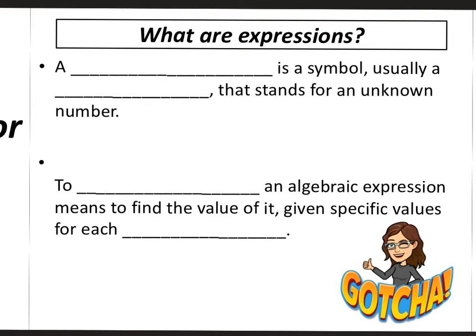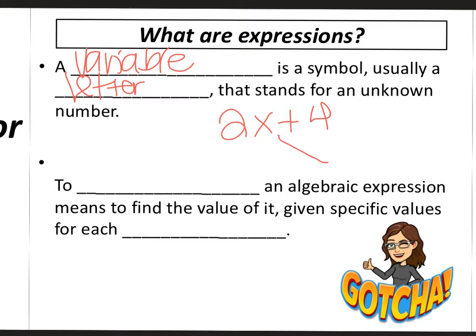So a variable is a symbol that is usually a letter that stands for an unknown number. So you might see something like 2x plus 4. The variable is right here. And to evaluate an algebraic expression means to find the value of it, given specific values for each term.